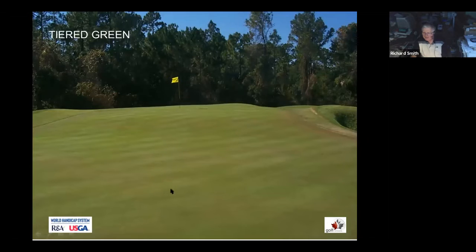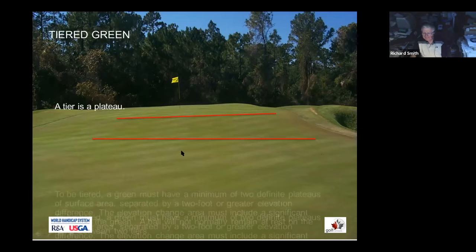So, a tiered green. It's hard to see in a two-dimensional photograph, but up here, this looks like the top, it looks like there's a tier up there. And then the ramp down here and another tier down here, sort of like this. So that you've got two identifiable, more or less flat tiers joined by a ramp.